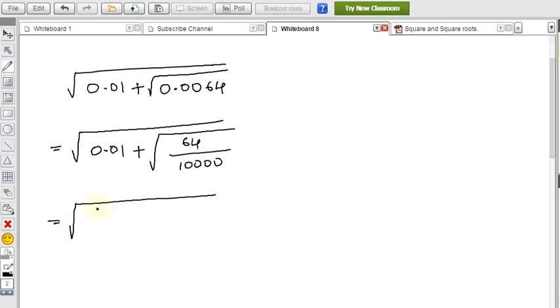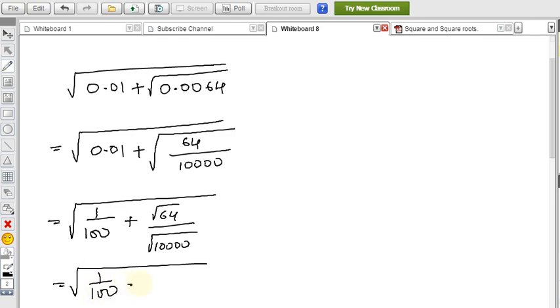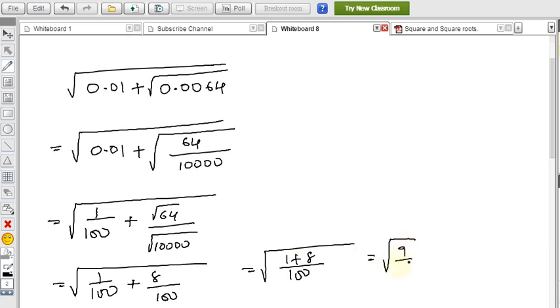This 0.01 is also 1 by 100. If you separate the square root, root 64 by square root of 10,000. Now square root of 1 by 100 plus root 64 is 8 and root 10,000 is 100, because 100 into 100 is 10,000. Now square root of 1 by 100 plus 8 by 100, 100 is the LCM, 1 plus 8, root 9 by 100, root 9 is 3, root 100 is 10, that is 0.3. So 0.3 is the value for this.